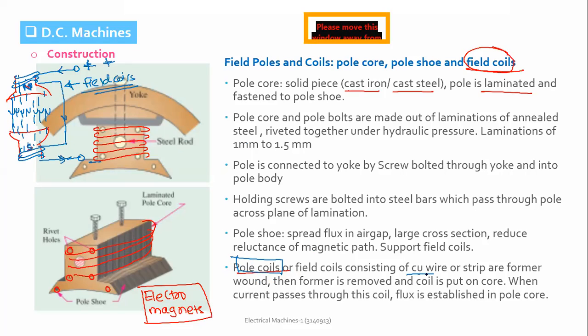Okay, made up of the copper. Obviously, the coil is made up of the copper wire, and it is put over the field poles. Okay, when the current is passed through the coil, flux will be established in the coil. Understand? Any doubt? Any doubt about this?